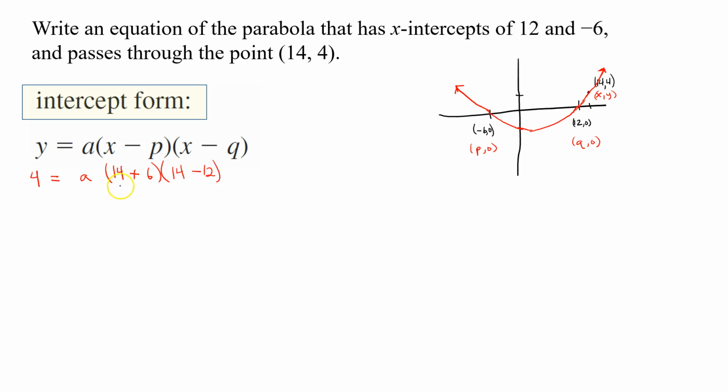And now we can simplify this a little bit. 4 equals a times 14 plus 6 is 20, 14 minus 12 is 2. So we get 4 equals a times 40. That's 40a. To get a by itself, we will divide both sides by 40. And we'll get a equals, that reduces to 1/10.